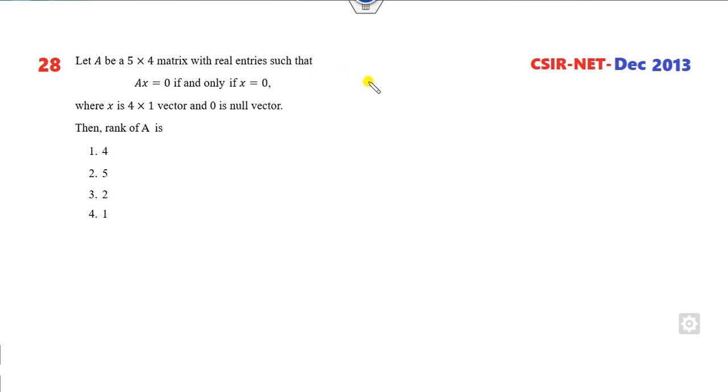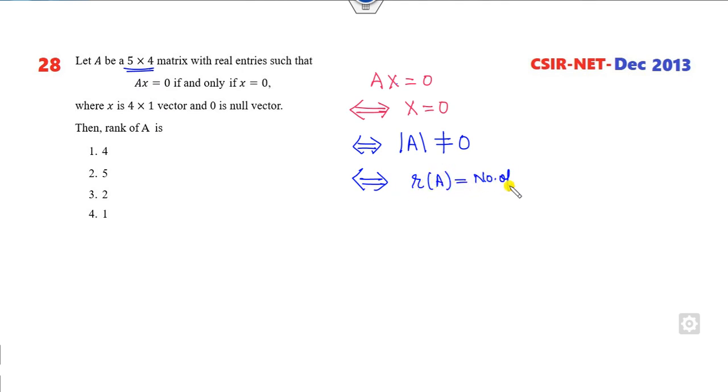Okay, A is 5 cross 4 such that Ax is 0 if and only if x is 0. What is the meaning of that? It has the trivial solution when the determinant of A is non-zero. But A is 5 cross 4, so you can't find the determinant. What is the meaning of that? Rank of A is the number of column vectors. So what is the number of column vectors? 4. So the rank is 4, which is the right answer.